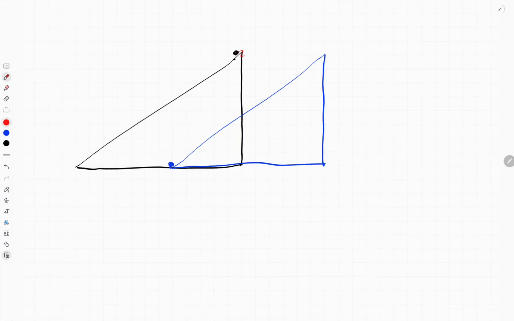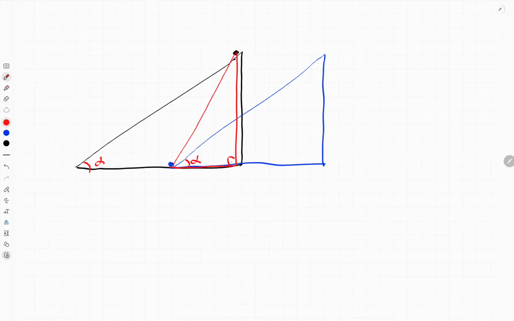As you see, this is the trajectory direction of the small object. It will move in this direction. So we have this kind of right triangle. We know that this angle is equal to alpha. We know only this information.